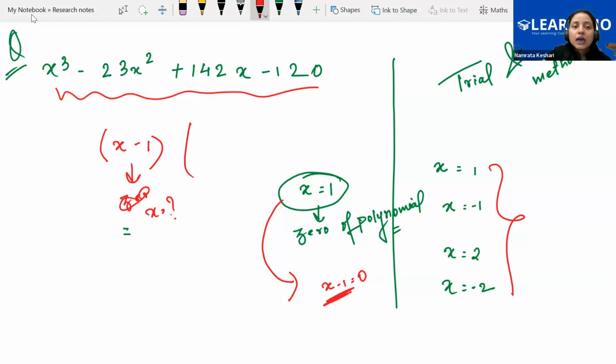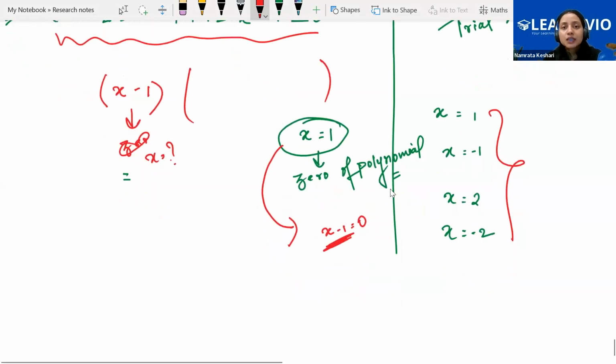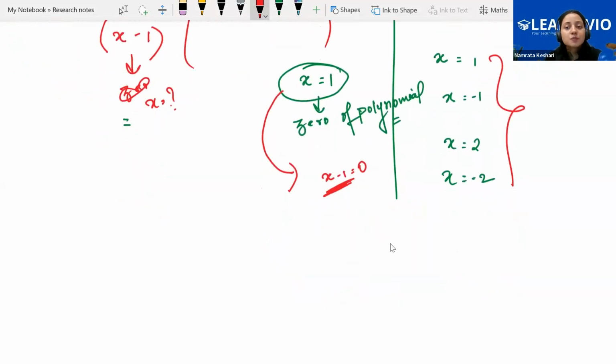Now the other factor we don't know. And yesterday I was explaining that if we have a number, let's say 27, and we know that one of its factors is 3, then the other factor will be 9. 3 multiplied with 9 will generate 27.